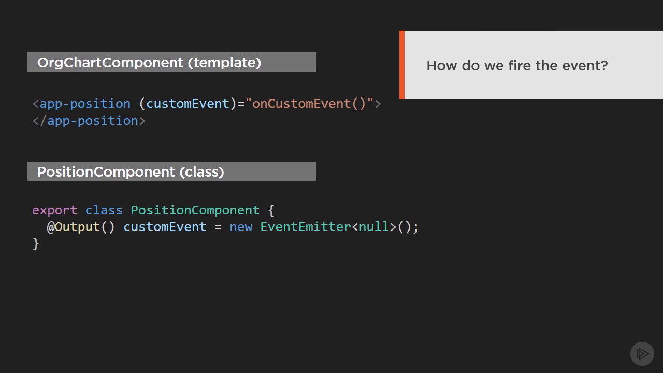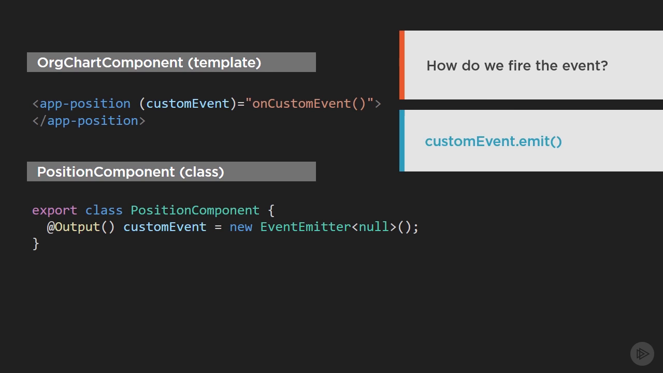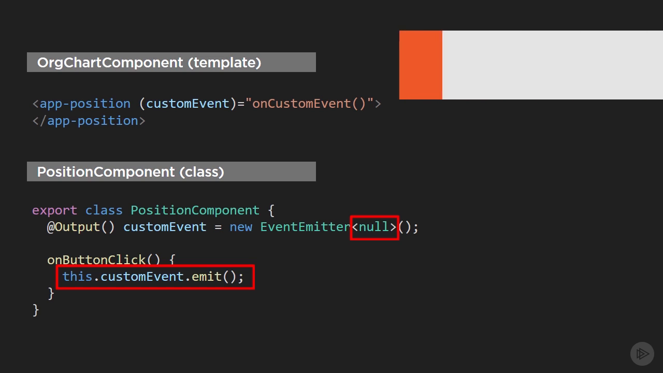How do we fire the event? We need to call customEvent.emit. And here we have an example of that. When a button gets clicked, we'll call this.customEvent.emit. And again, we don't have to pass it any value because we set up our event emitter as null. It doesn't take any parameters.